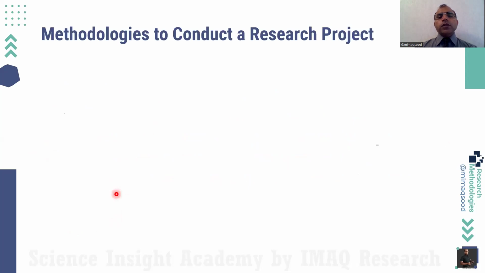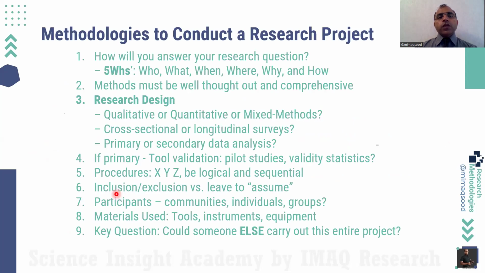There are several methodologies to conduct our research projects. First of all, when you are writing the research proposals or mentioning your methodologies, you have to answer all the 5 WH, which means who, what, when, where, why, and how. Your research proposal should revolve around these things. The methods must be well thought out and comprehensive. You should have a complete research design.